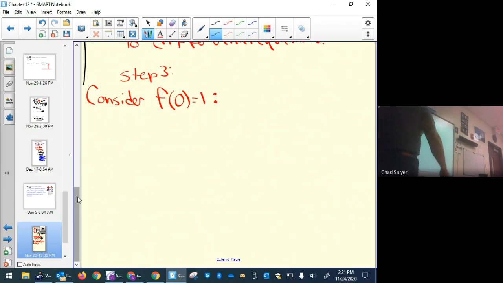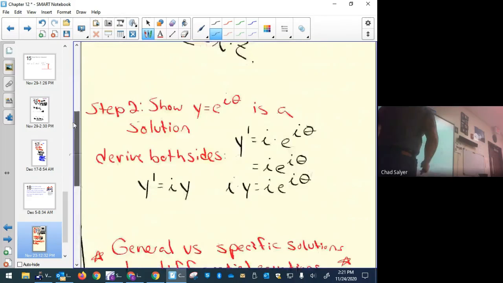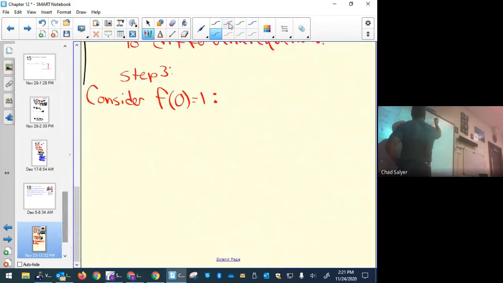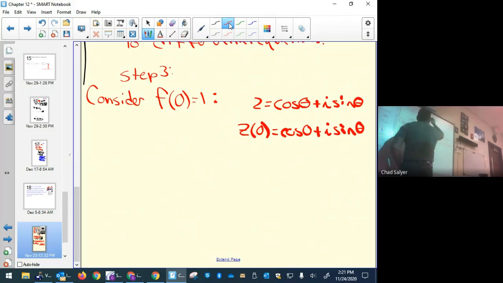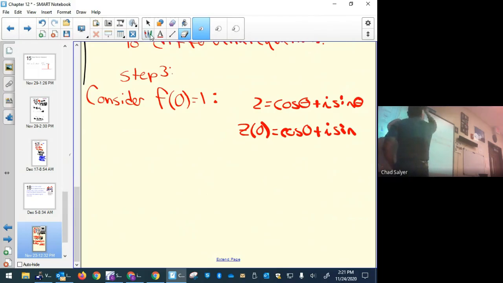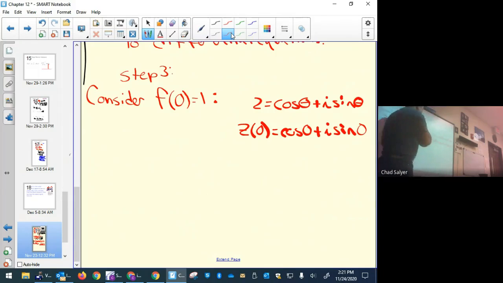So if I plug in 0 for each of these, first of all, for this one, z equals cosine theta plus i sine theta. So if I take z of 0, not theta, 0, then cosine of 0 is 1. Sine of 0 is 0, remember from the unit circle. So this term goes away. So that function, if I plug in 0, I get 1.